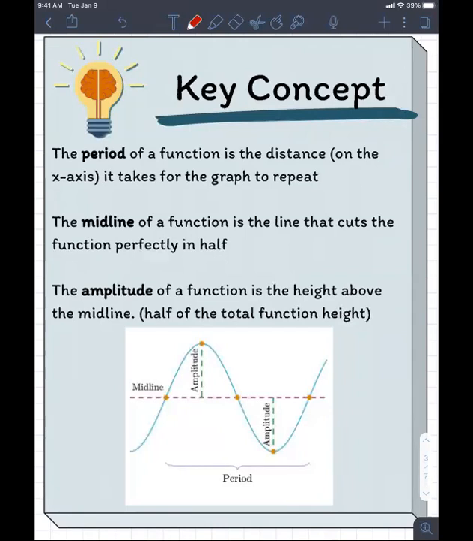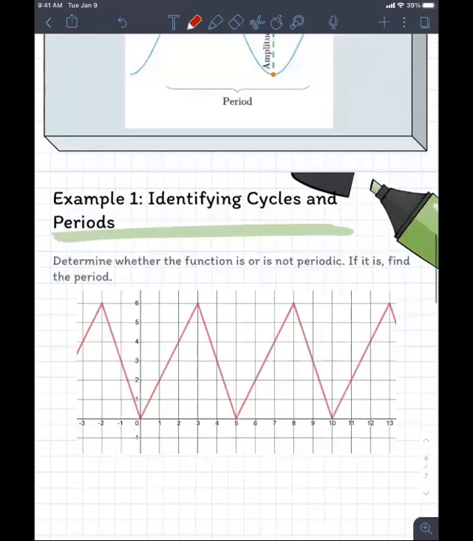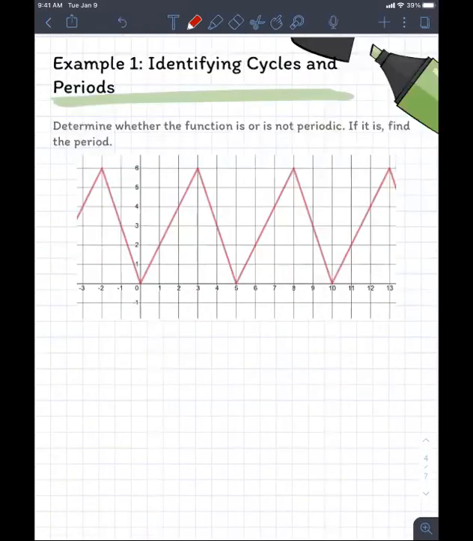All right, example 1. Here we go. Tell me yes or no in the chat. Do you think this is periodic? Yes, I think it's periodic. No, I think it's not periodic. Tell me what you think. Yes or no? Is this periodic?